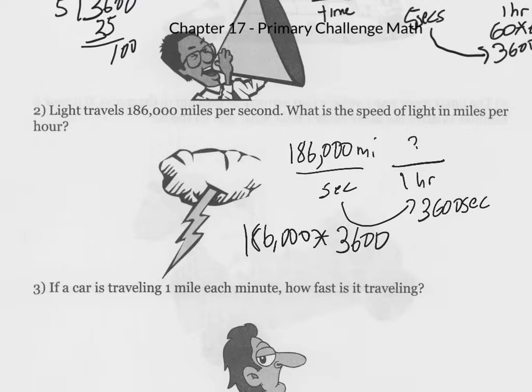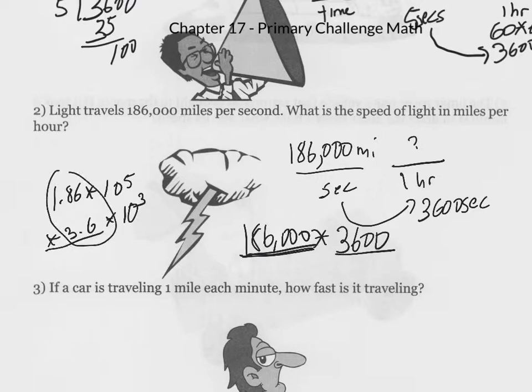So let's change this into scientific notation. That would be 1.86 times what? Well, 100,000s are 10 to the 5th. And we're going to multiply that by 3.6 times, well, thousands are 10 to the 3rd. So we have thousands times 100,000s.